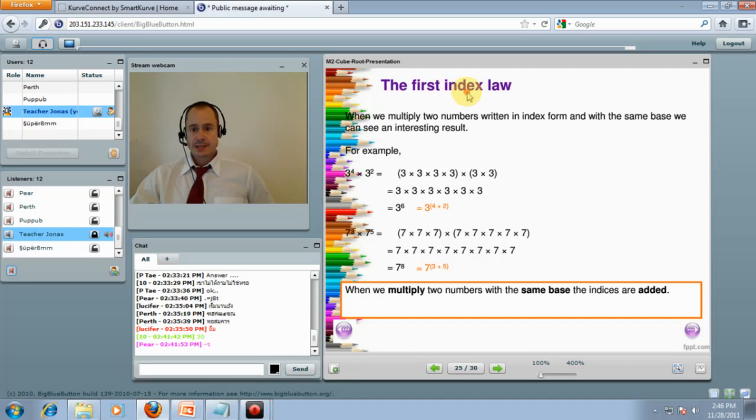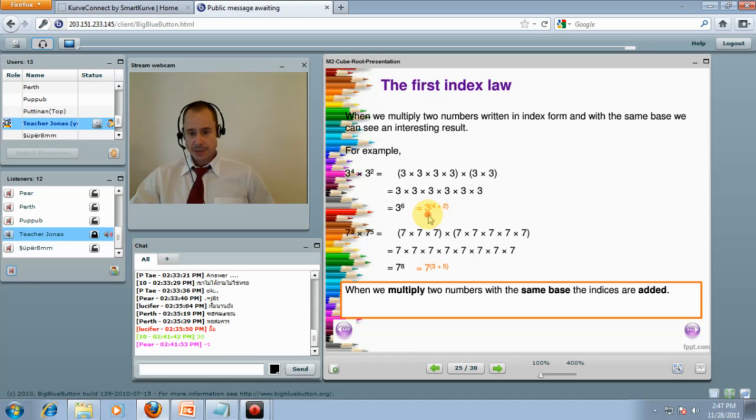Then you have the index laws. When we multiply two numbers written in index form with the same base, we can see an interesting result. For example, 3 to the power of 4 times 3 to the power of 2. Then you see here, you take 3 times 3 times 3, 6 times. That means it will be 3 to the power of 6. That means that you add the indices.